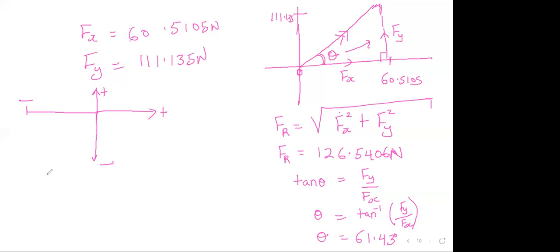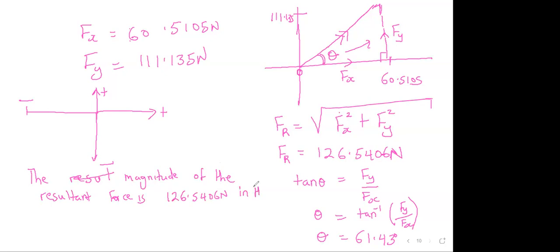Now, how are you going to state your final answer? You can say that the magnitude of the resultant force is 126.5406 newtons in the direction 61.43 degrees, or 61.4 degrees, above the positive horizontal. Someone can state it like that.